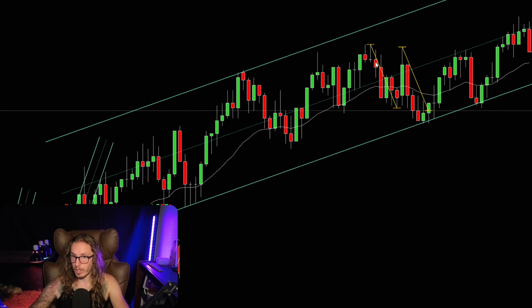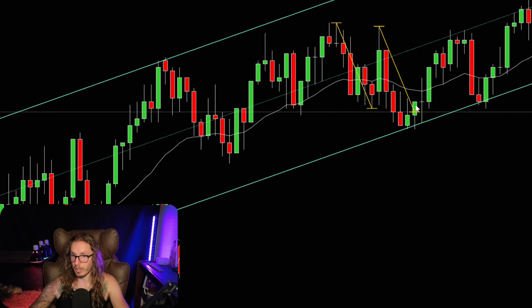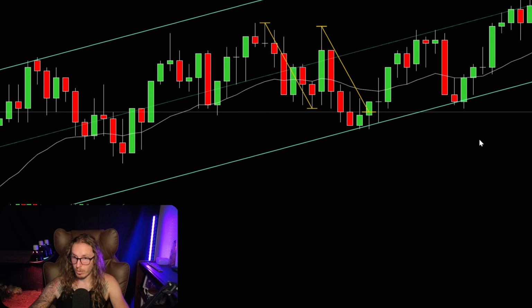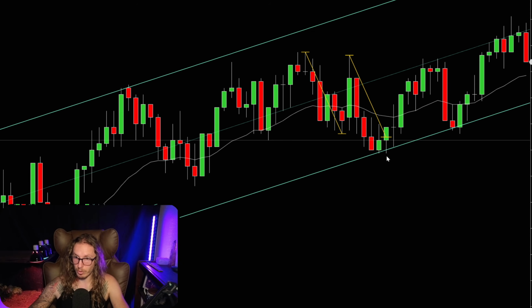This is a two-legged correction. One leg back, comes back up, second leg back, and we get a nice, really bullish candle right here off of the trend line. You can go long one tick above the candle. Stop loss goes one tick below. Pretty low risk, and you can catch a nice trade there.